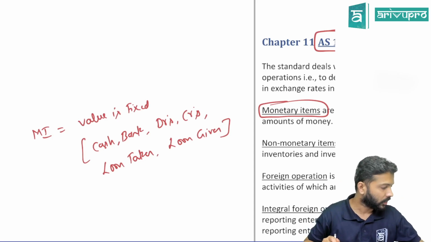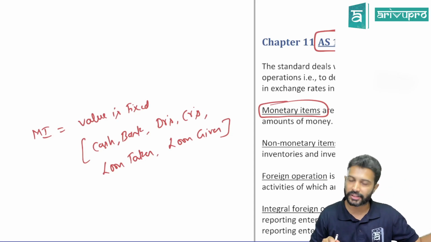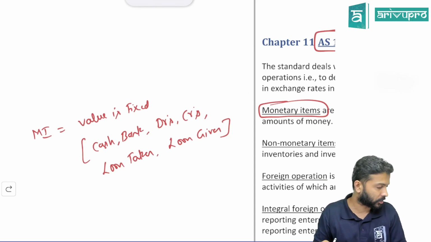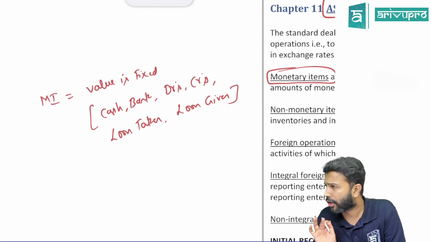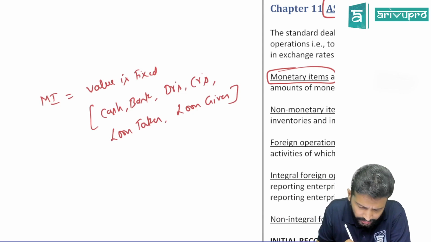Don't worry about the expense perspective. We're not talking about bad debts and all that stuff over here. We're talking from the balance sheet perspective. Okay, everyone, so got the meaning? Monetary item means those items whose value is fixed. And non-monetary item is what?